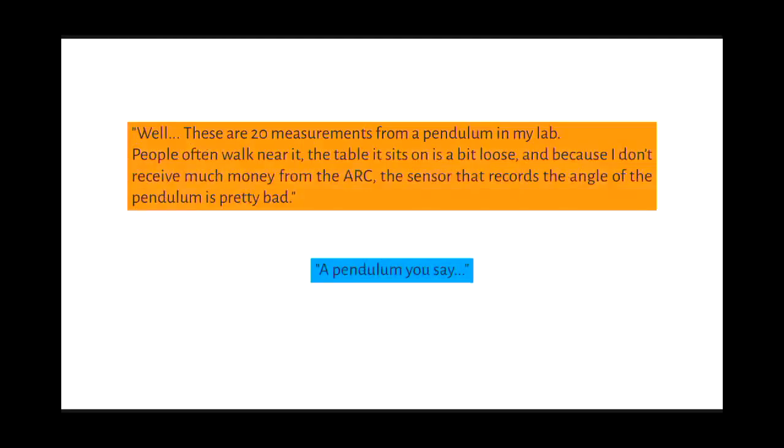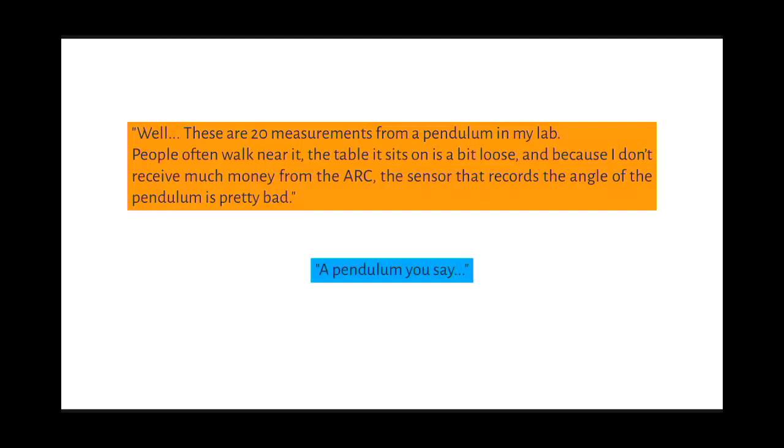So they tell us, they've got 20 measurements from a pendulum inside their lab, right? People often walk near it. The table that pendulum sits on is a bit loose. And because they don't get very much money from the ARC, the sensor is pretty bad, right? So it's not making measurements very often. It's also probably making pretty bad measurements.